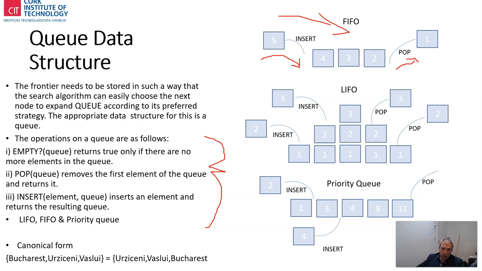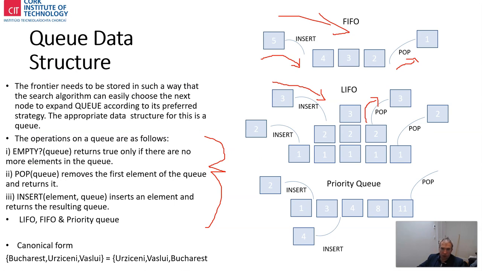LIFO, or last in, first out: when we insert to the LIFO queue, it's like we're stacking on top of the prior elements within the queue. When we pop, it's the last element that was added that's returned. This is analogous to a stack, which is a common data structure used in computer science, and I'm sure you're familiar with it.